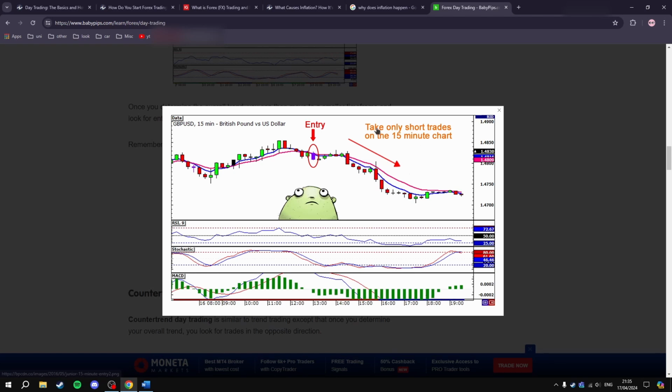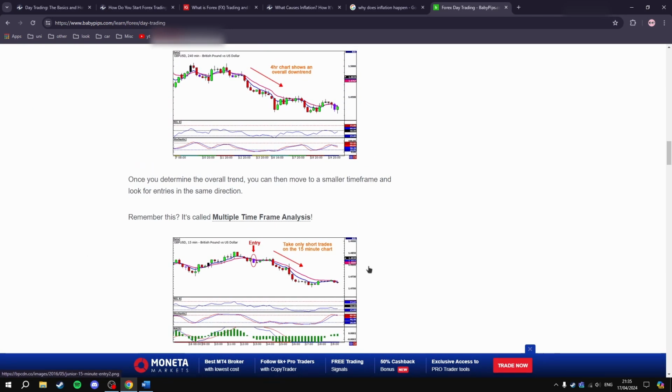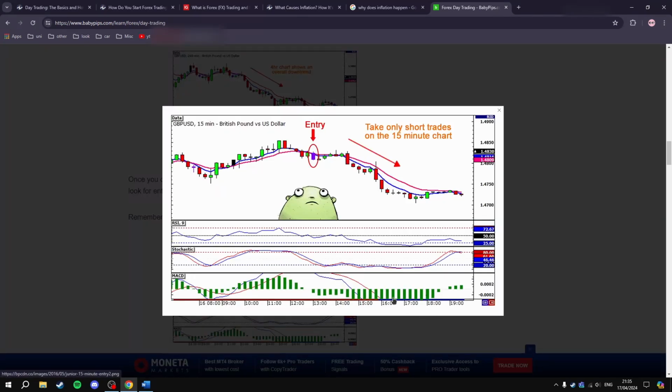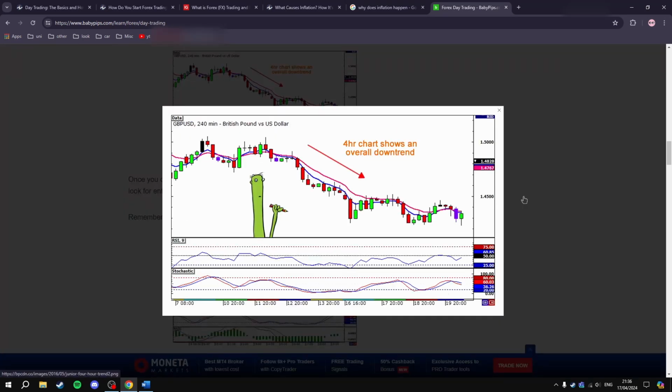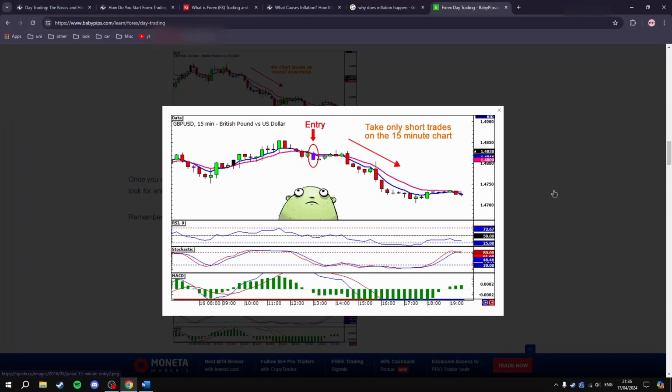Take only short trades on the 15-minute chart. So this is the 1 hour, 15-minute chart. This is not the 15-minute chart. Or is it? Entry. Well, apparently it is a 15-minute chart. Entry, and then take a downtrend entry, or go short.